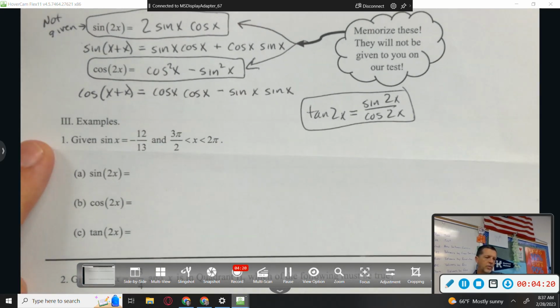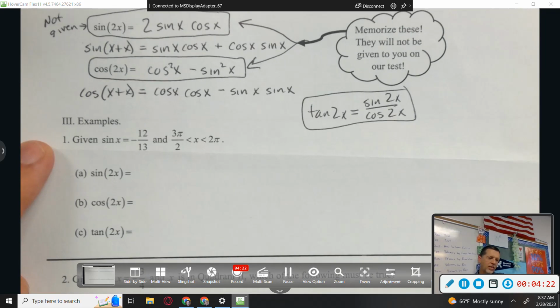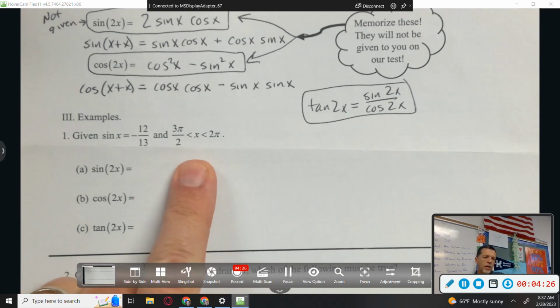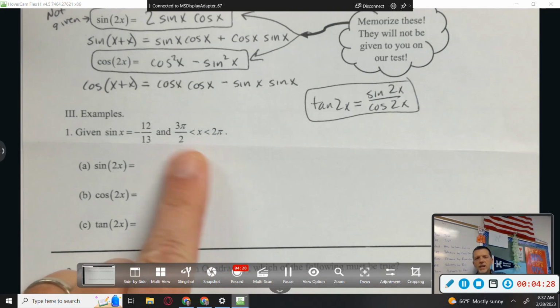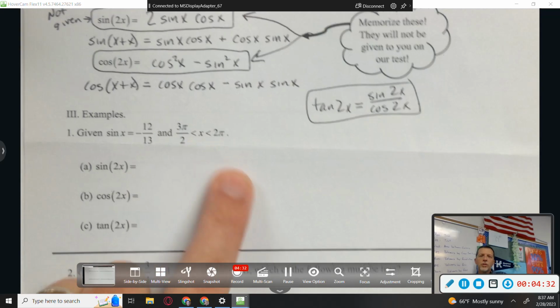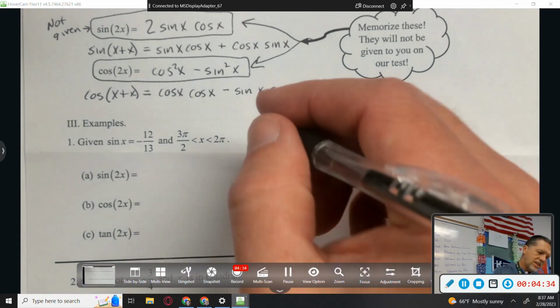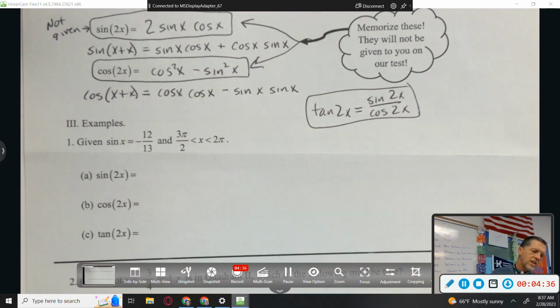All right, some examples. Given that sine of x equals negative 12/13 and x is between 3 pi over 2 and 2 pi, so let's draw the picture. What quadrant should we draw the picture in? Between 3 pi over 2 and 2 pi. What quadrant was that? 4.